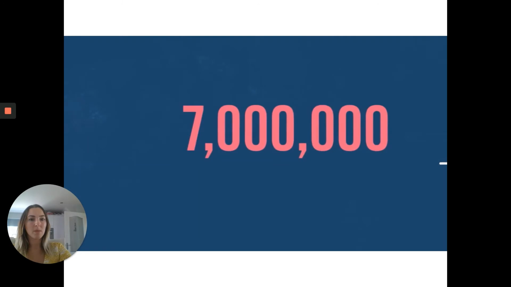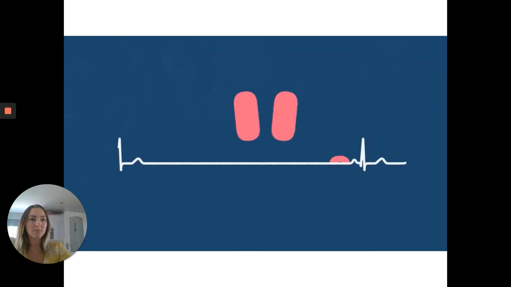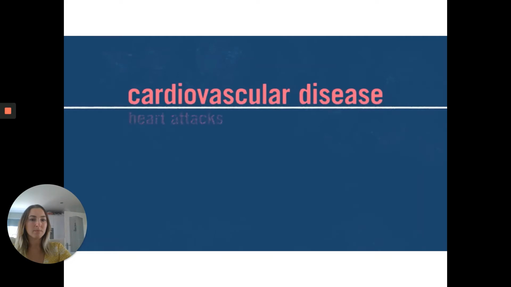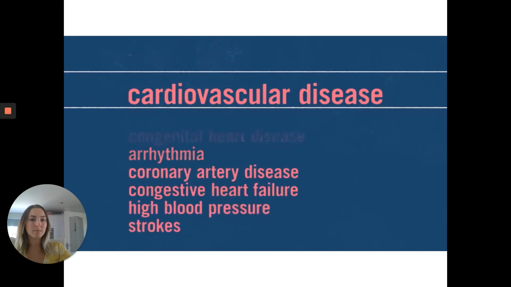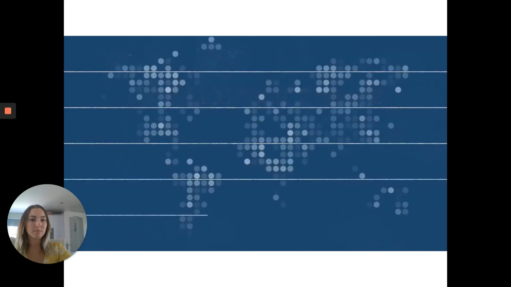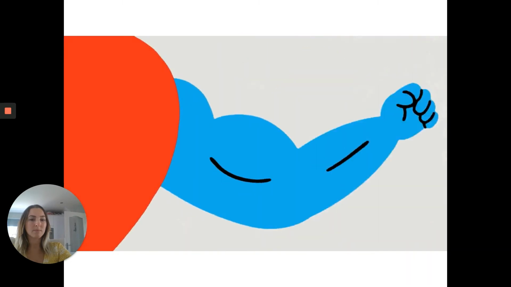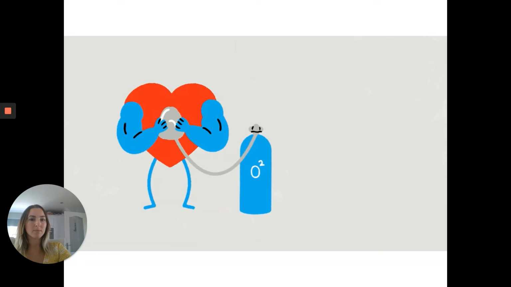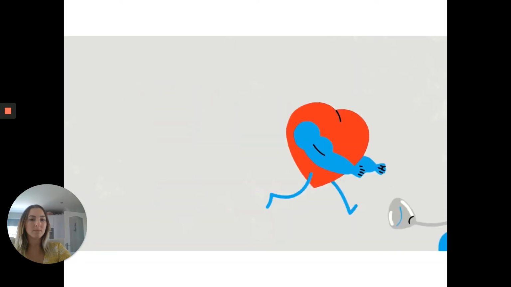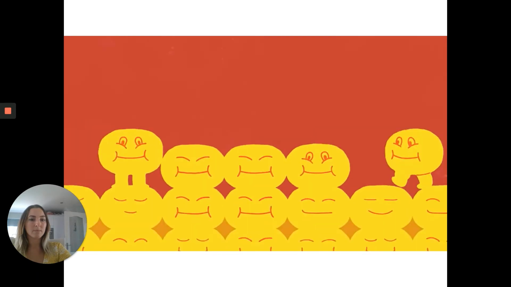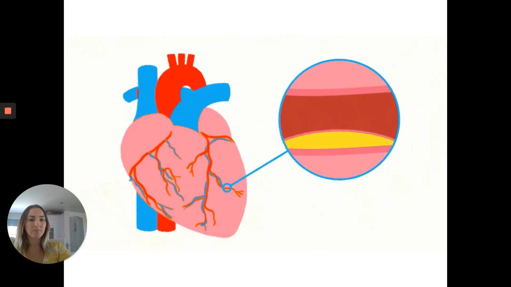Approximately 7 million people around the world die from heart attacks every year, and cardiovascular disease, which causes heart attacks and other problems like strokes, is the world's leading killer. So what causes a heart attack? Like all muscles, the heart needs oxygen, and during a heart attack, it can't get enough. Fatty deposits, or plaques, develop on the walls of our coronary arteries. Those are the vessels that supply oxygenated blood to the heart.